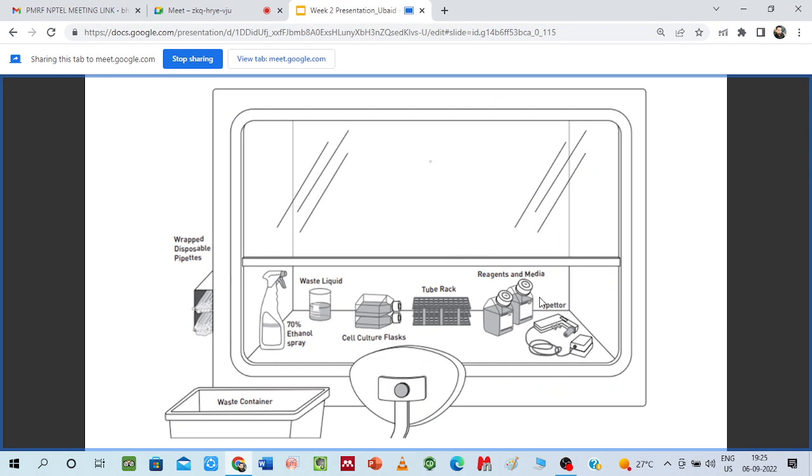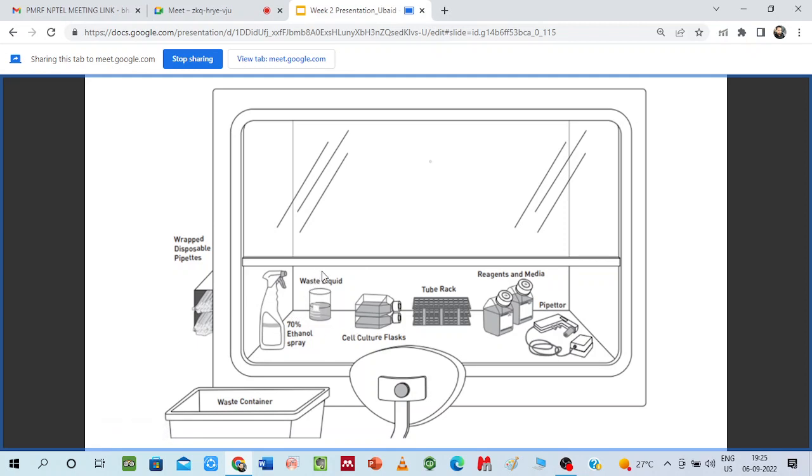So this is the front view of the laminar airflow, where this is the working area, and these are some equipment or reagents that you require when you work in cell culture. This is the 70% ethanol spray. Every item that you enter into this cell culture hood, you have to spray with 70% ethanol. And when you work in the cell culture lab, you have to wear gloves, and you also have to spray them with 70% ethanol.